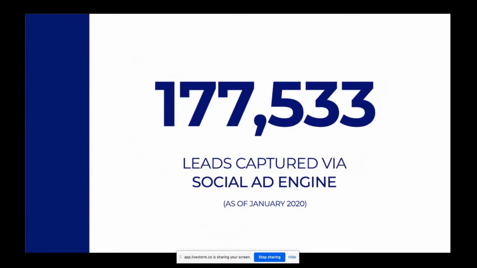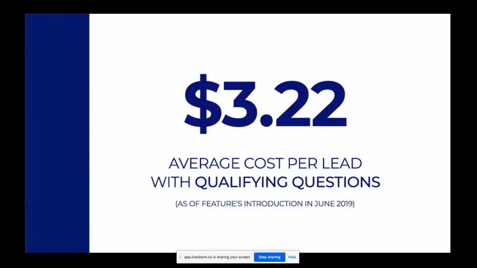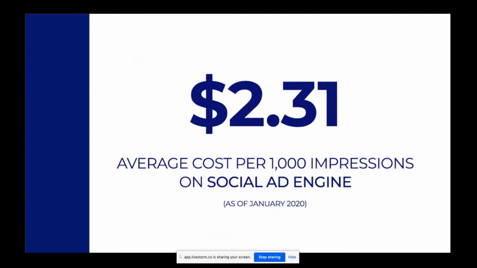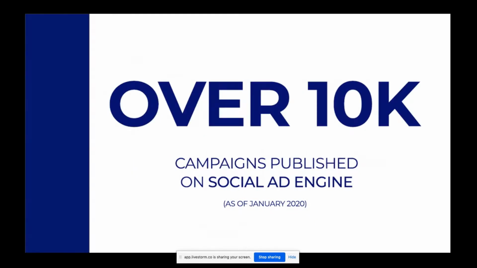A few more stats here. The cost per 1,000 impressions is also incredibly low at $2.31, while the average CPC, or cost per click, is 13 cents.